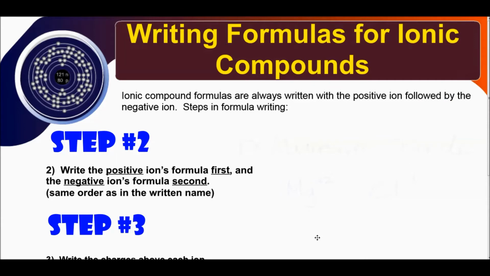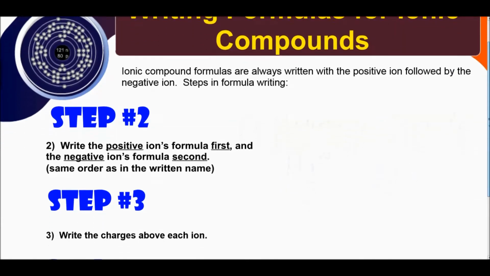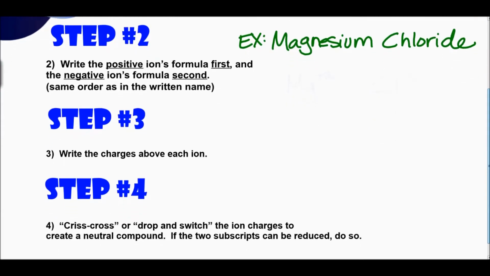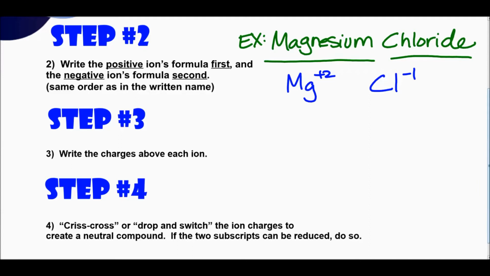Writing formulas for ionic compounds, step 2 through 4. As I move through these steps, I'm going to be using the example of magnesium chloride. Step 2 tells us to write the positive ion's formula first and then write the negative ion's formula second. Step 3 says to write the charges above each ion. As I look at the periodic table, I find magnesium and it's in group 2, so it has a +2 charge. I find chlorine on the periodic table and it's in group 17 and it has a -1 charge.